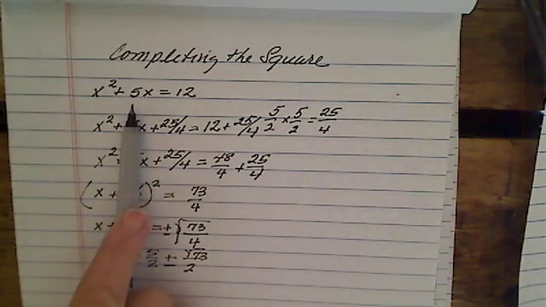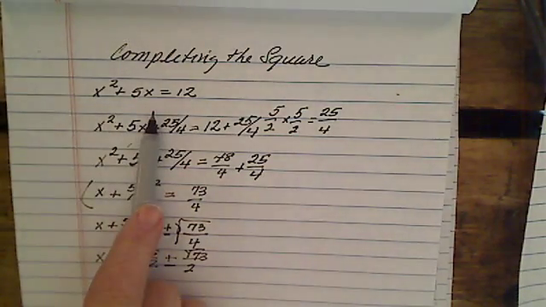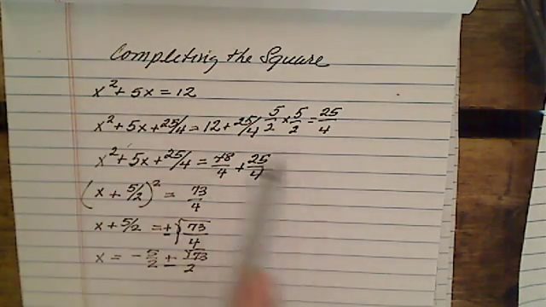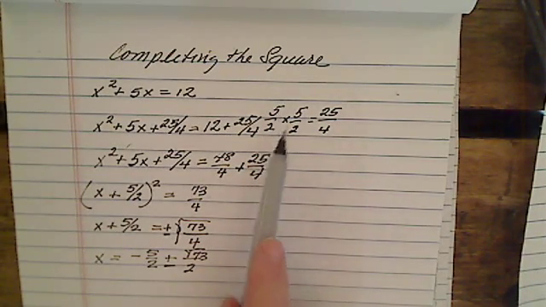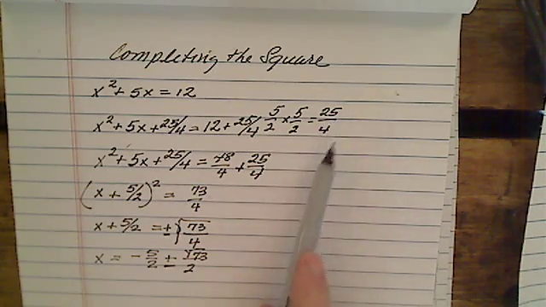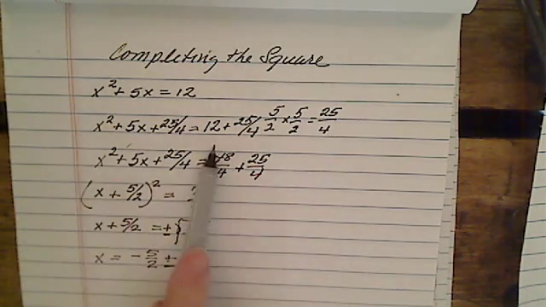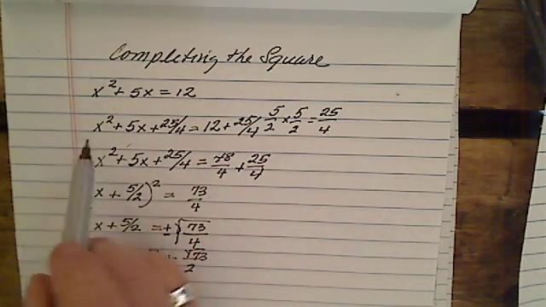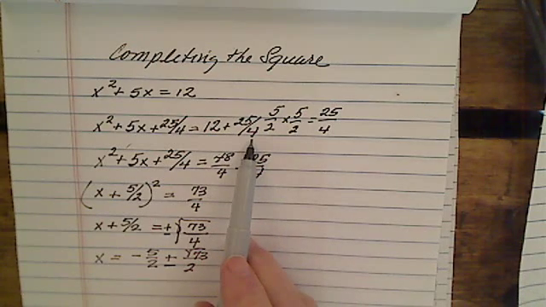And this is going to be 2.5 plus 2.5 is 5, and 2.5 times 2.5 is 6.25. But I'm going to leave it as fractions instead of the 2.5, so we have 5 divided by 2 times 5 divided by 2 gives me 25 over 4. Now we take this and we add it to both sides. Now this is a perfect square, this one right here, and it's equal to 12 plus 25 divided by 4.